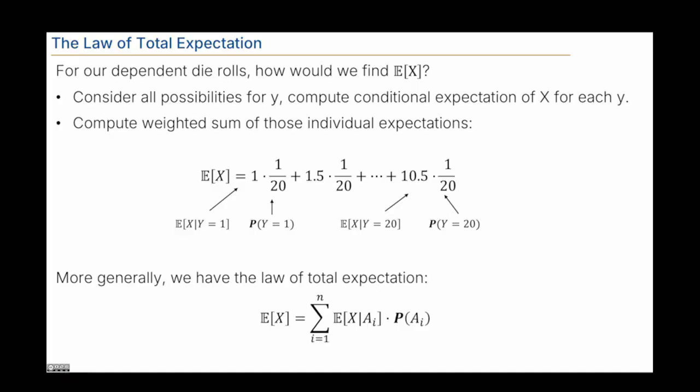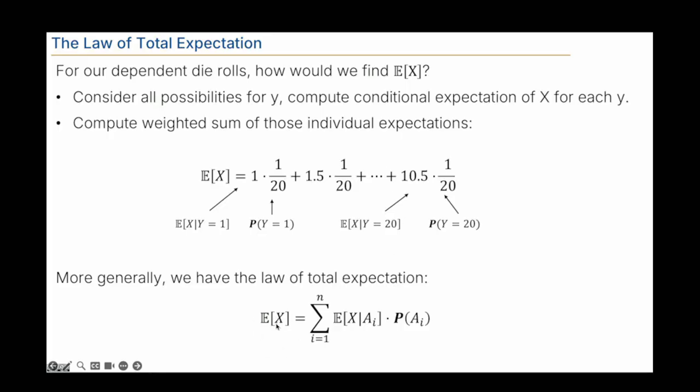If I generalize this process, what's happening? In this particular case, I'm summing up weighted expectations. I have 20 different expectations. This is the expectation of x given that y is 1, the expectation of x given that y is 20. And each of them happens with, in this particular case, equiprobable chance: probability y equals 1, probability y equals 20. So more generally, I'll call this the law of total expectation.